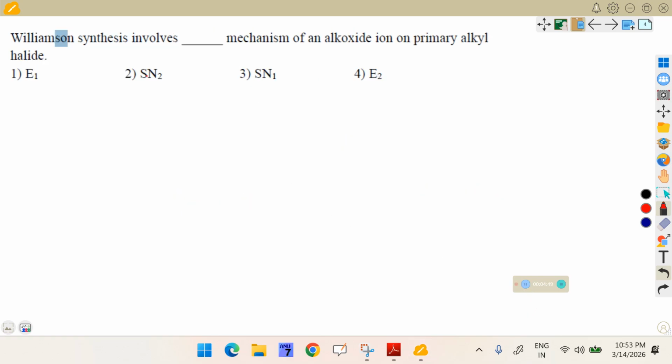The next question is: Williamson synthesis involves dash mechanism of an alkoxide ion on primary alkyl halide. Williamson synthesis follows the SN2 mechanism. That's the reason in Williamson synthesis, the alkyl halide must be 1 degree alkyl halide or methyl halide.